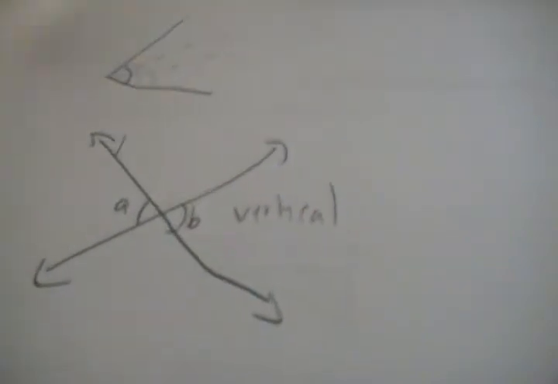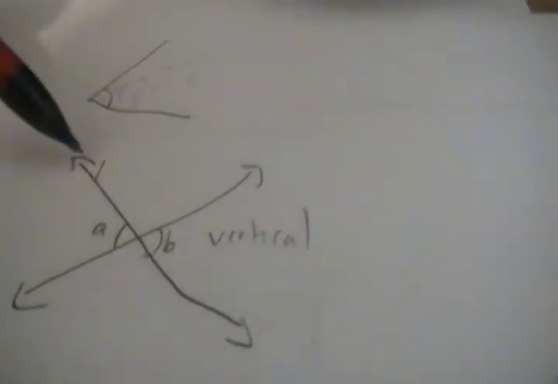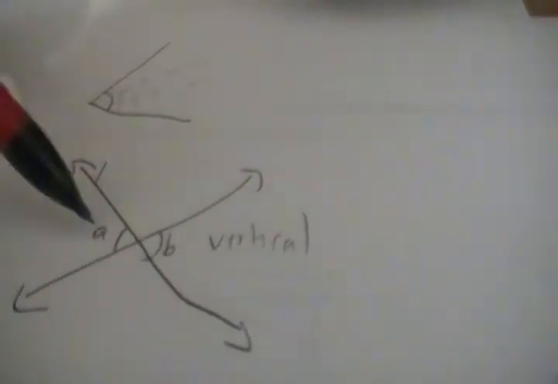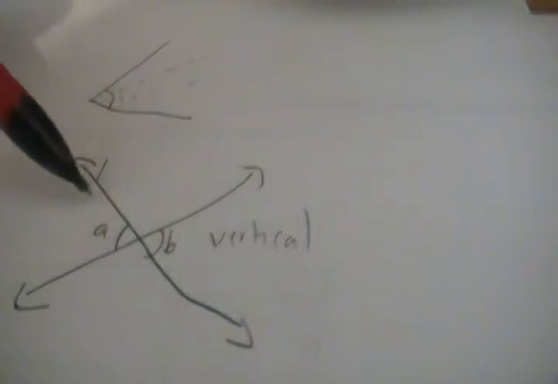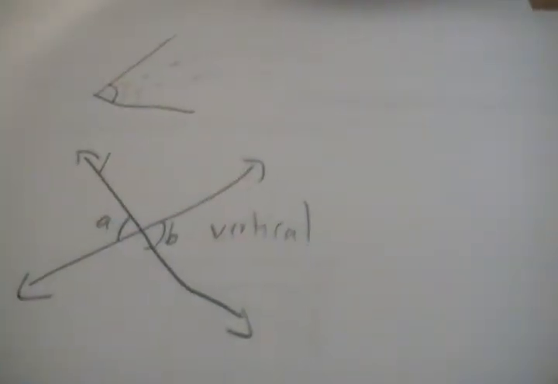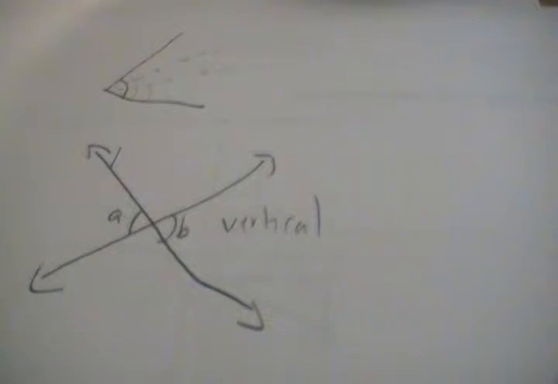The way you can tell is if you have two lines that cross each other, and you're comparing the opposite angles like this, then it's what we call a vertical angle. Let's move on to another one. Let's try this one.